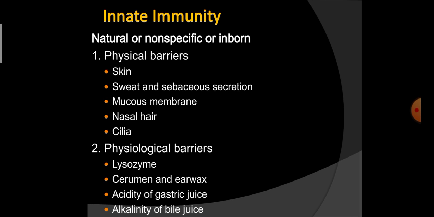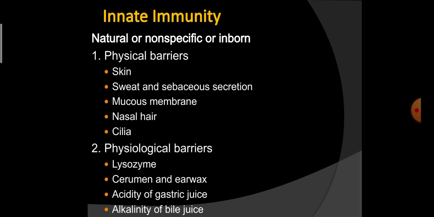So, in innate immunity, as I told, it is natural or non-specific. It is not specific to a particular disease or a particular pathogen. It is non-specific and it is inborn immunity. Okay, so in that there are four barriers present. Four barriers that provide innate immunity. One is physical barrier, then physiological barrier, cellular barriers, and cytokine barriers.